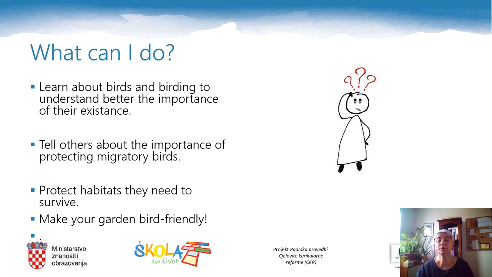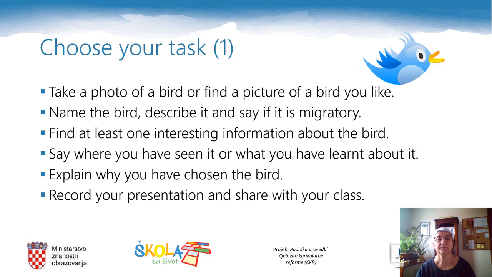What can you do? What can I do? You can learn about birds. You can learn about birding, which is bird watching. And you will understand better the importance of the existence of birds. You can tell others about how important protecting migratory birds is. You can protect habitats. And if you have a garden, you can make your garden more bird-friendly. That can help.